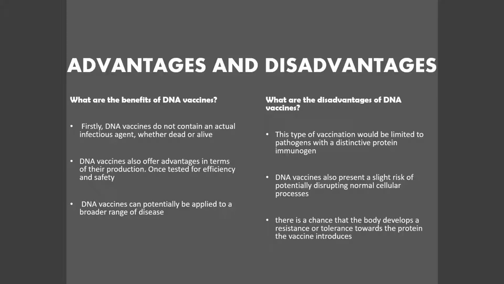Two concerns regarding the effectiveness of the vaccine itself revolve around the body's reaction to the vaccine. The first is the chance of an immune response against the DNA itself, or the DNA delivery vector, which could defeat the point of the vaccination as a whole. If such a reaction were to occur, no protein immunogens would be expressed, and there would be no immune response to these immunogens, and hence no immunity against the pathogen in question. Secondly, there is a chance that the body develops resistance or tolerance towards the protein the vaccine introduced. This would again defeat the purpose of the vaccine, which is to stimulate a large immune response against the injection.